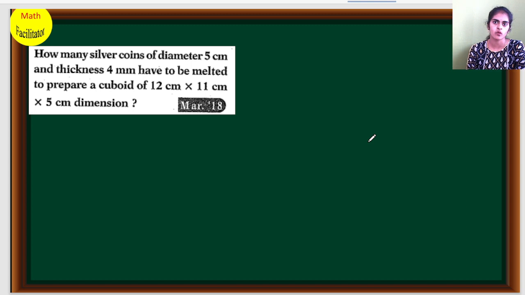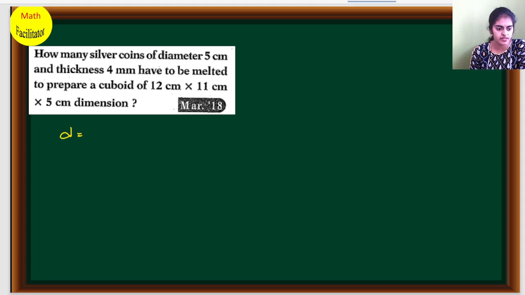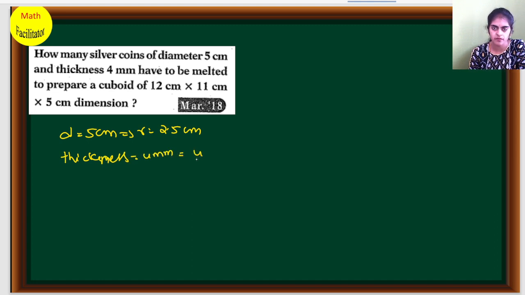Okay, so look at the next question. Here, how many silver coins: diameter of the silver coin is 5 centimeter, which means radius is 2.5 centimeter. Thickness of the coin is 4 mm. 4 mm, if we convert to centimeter, how much is it? 4 by 10 centimeter. So 0.4 centimeter. Have to be melted to prepare a cuboid.